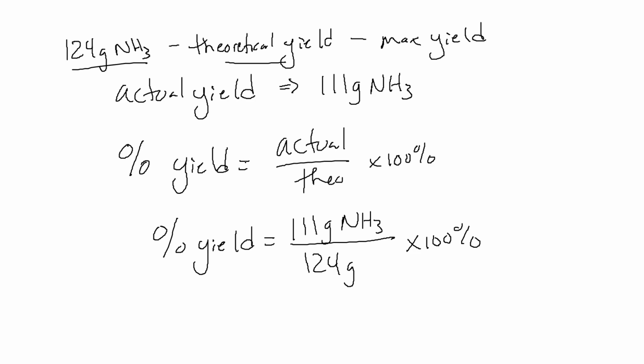Now you can use grams over grams here. You could also do moles over moles. As long as they're the same unit, you could do it. But we're going to use grams over grams. So 111 divided by 124 times 100 gives us a percent yield of 89.5%. Not bad.